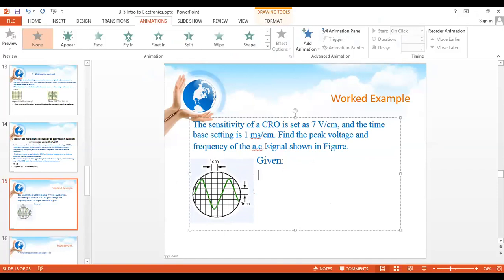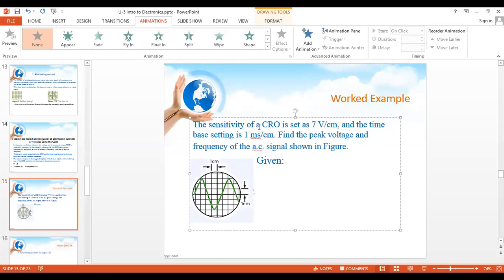As you see, the sensitivity of the cathode ray oscilloscope is set to 7 volts per centimeter. What does it mean? It means that per 1 centimeter of deflection, it is 7 volts. And the time base is set to 1 millisecond per centimeter. What does it mean? It means that when it goes to the right, it's going to be 1 millisecond per centimeter. Find the peak voltage and the frequency of the AC signal shown in the figure.